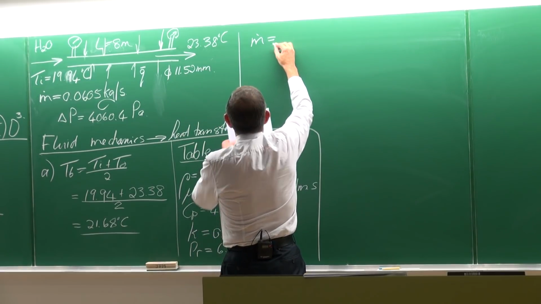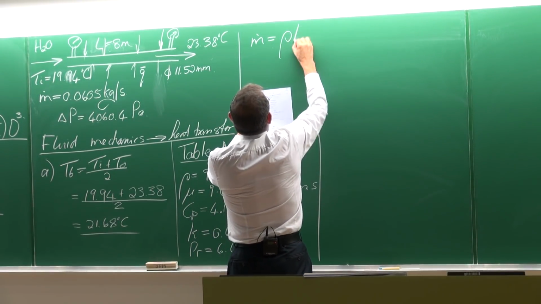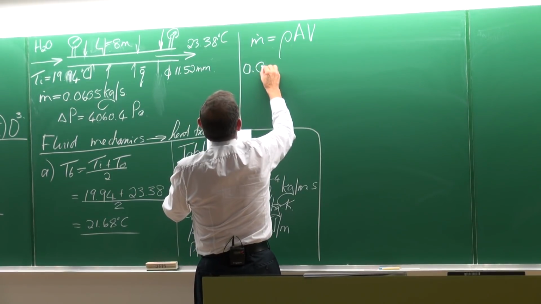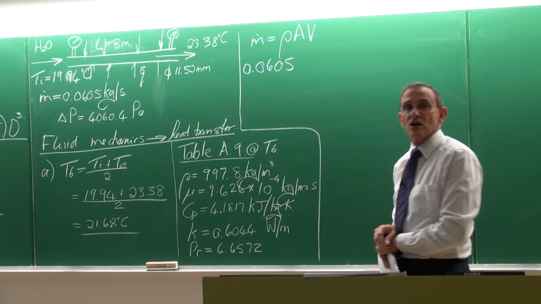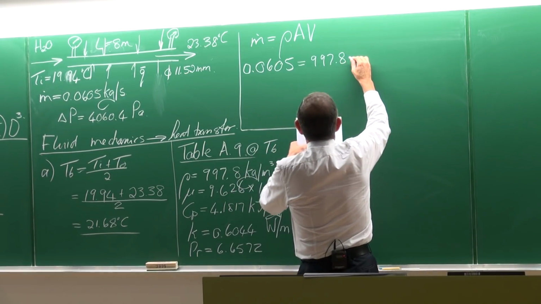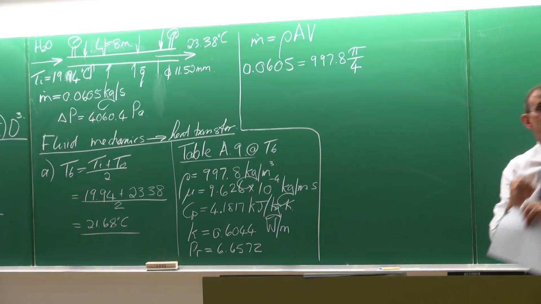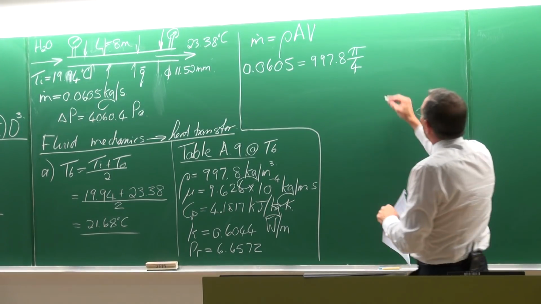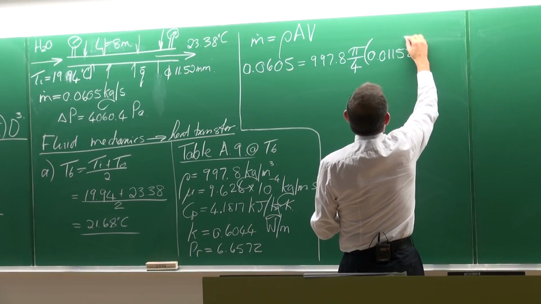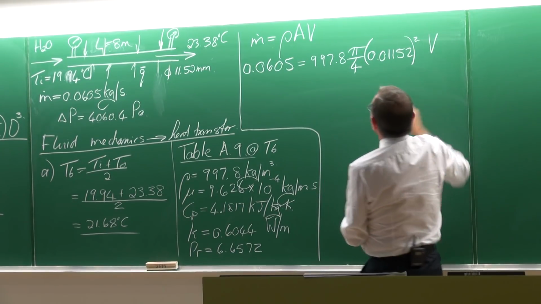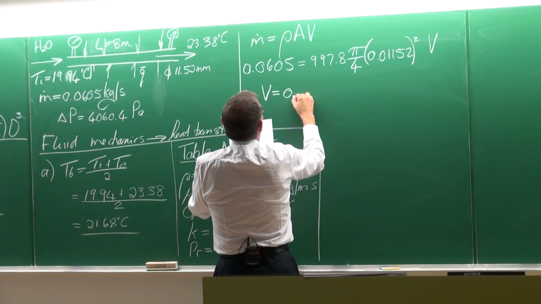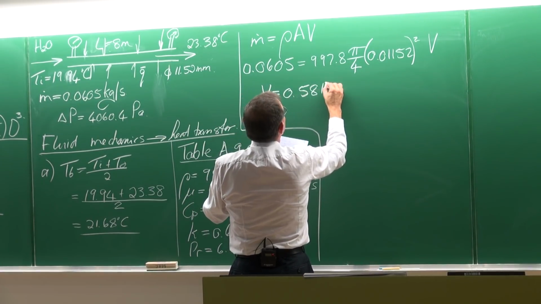Okay, so let's start with the mass flow rate. The mass flow rate is equal to rho A V. The mass flow rate has been given, measured with a Coriolis mass flow meter: 0.0605. It's equal to the density, which is 997.8, times the cross-sectional area through which the flow occurs, pi divided by 4 multiplied by the diameter 0.01152 squared, multiplied by the velocity V, which is the only unknown. So from this we can solve the velocity: it is equal to 0.5817 meters per second.